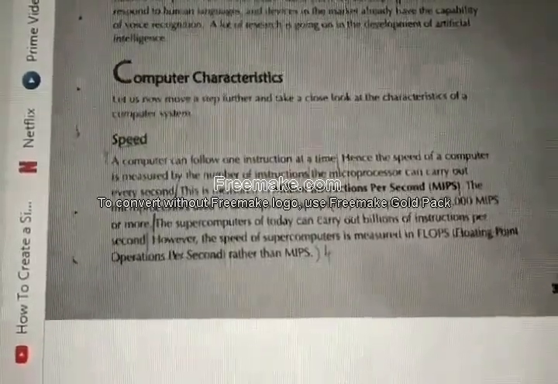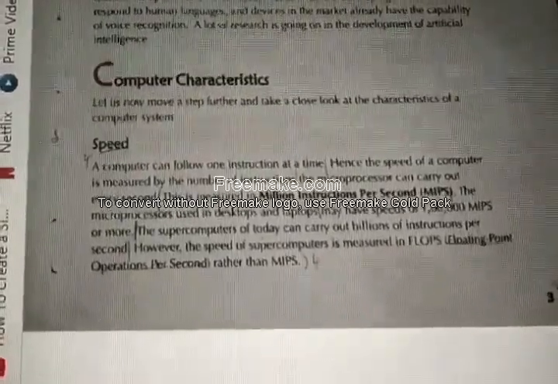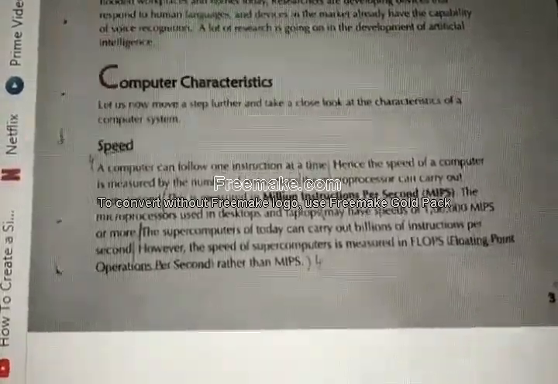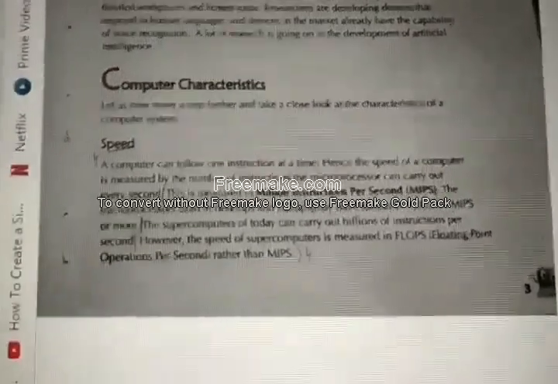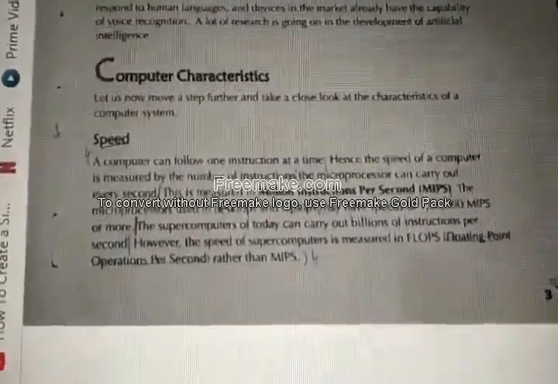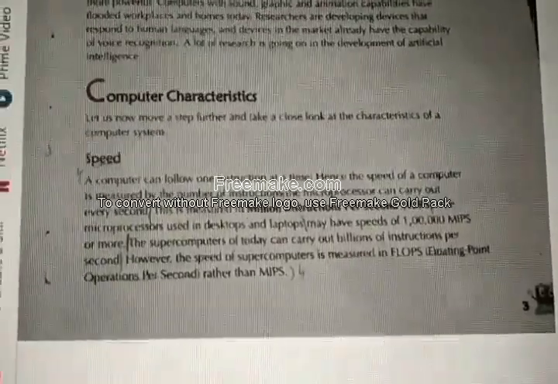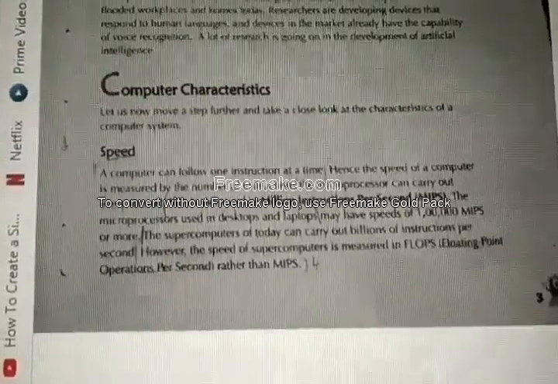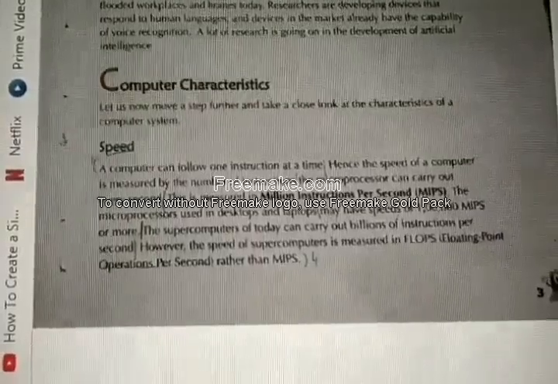In 1 second, how many instructions will a computer read? A computer can read millions of instructions in a second. The microprocessor used in desktops and laptops may have speed up to 1 lakh million instructions per second. Not 1 million, not 2 million, but 1 lakh million instructions per second.